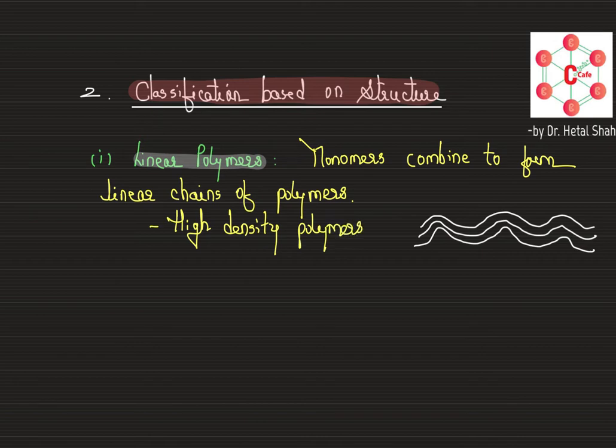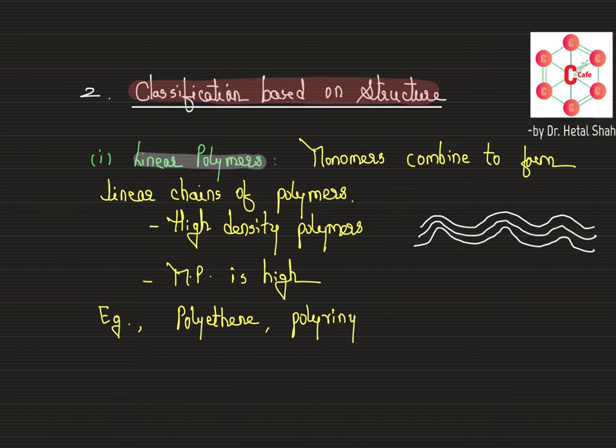The chains can remain really close to each other and hence generate a very high density polymer. Melting point is always quite high. And examples: polyethylene, polyvinyl chloride, which we call PVC, etc.